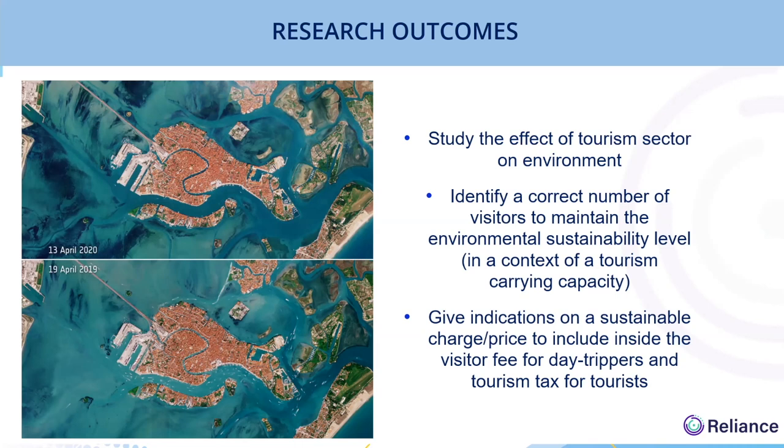And with this data and the combination between the flows and the environmental information, we can have limits of tourists to preserve the ecosystem and the natural ecosystem. And these limits can also be used in terms of charge and price. As you already know, probably, Venice is thinking about putting a fee for visitors, for day trippers to come to visit Venice.